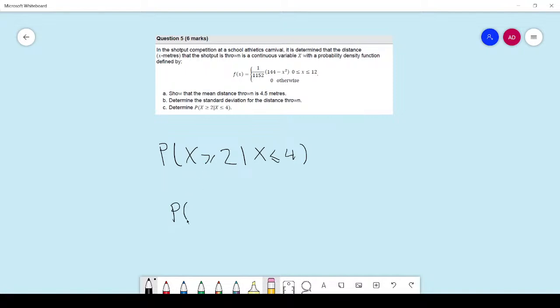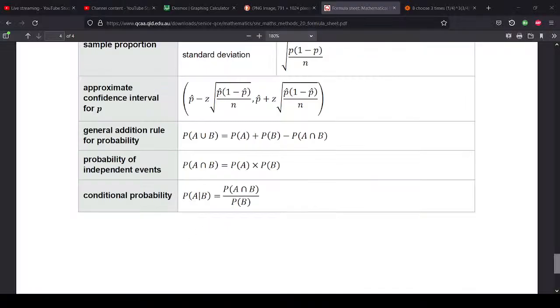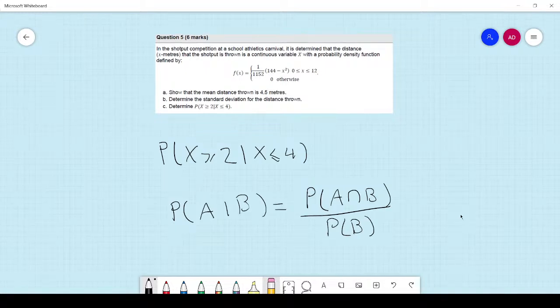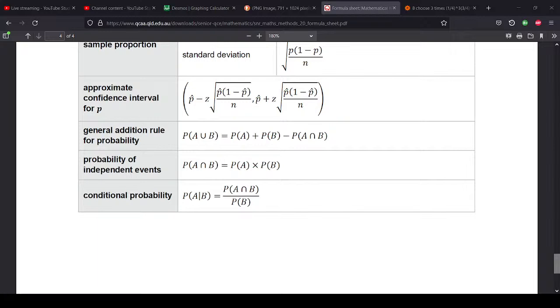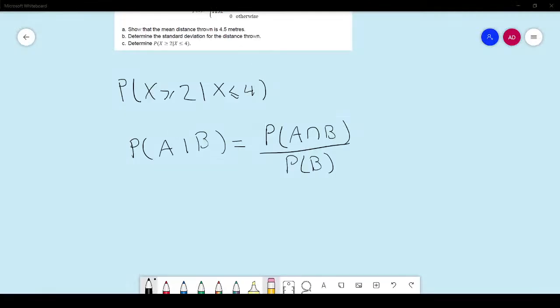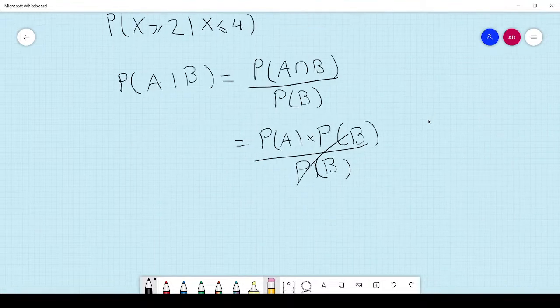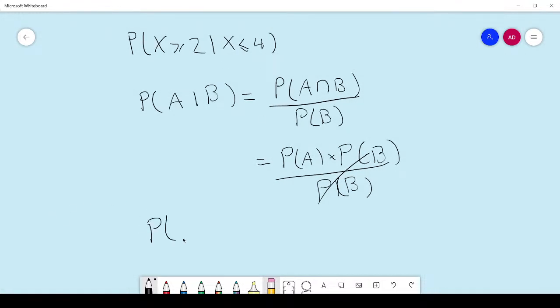So what do we got? By definition, the probability of A given B is equal to the probability of A and B over the probability of B. And now we can use another definition, the probability of independent events. So the probability of A and B is the probability of A times the probability of B. That changes this top bit to probability of A times probability of B over probability of B, so we can cancel those out. So this question can be rewritten as just the probability of x being greater than 2, event A.